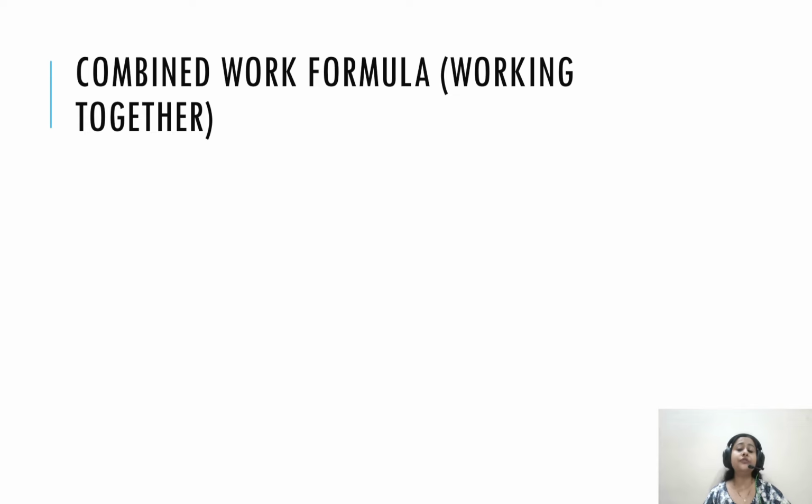Now we will move to a completely different type of formula, which is the combined work formula. So sometimes it's not only one person completing the work, but in a work, suppose two persons are involved, A and B, and they are working jointly. So how much time do they require to complete a work jointly? So we will look at this.